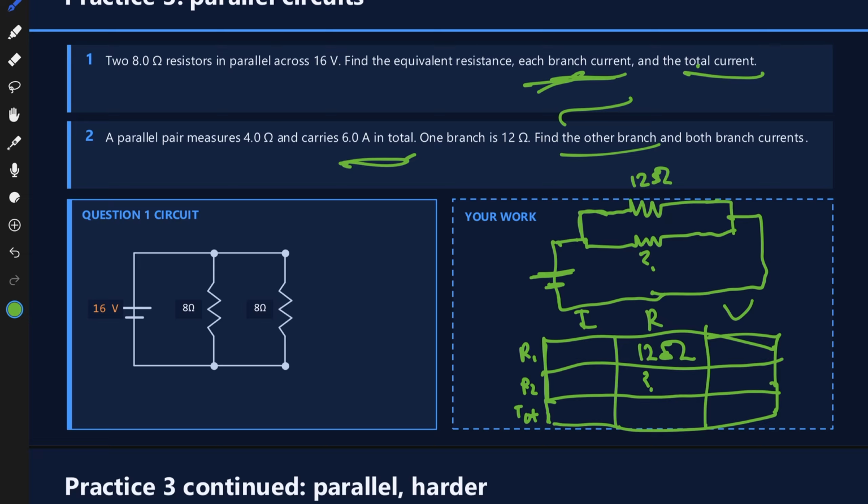This is a question mark. But we know the total is 4 ohms, right? The total resistance or equivalent resistance is 4 ohms. The total current is 6 amps. We don't know the individual currents here. The voltage, we don't know that either. What we can infer though is that the voltage total is the current total times resistance total. Ohm's law. So that's 6 times 4, 24 volts.